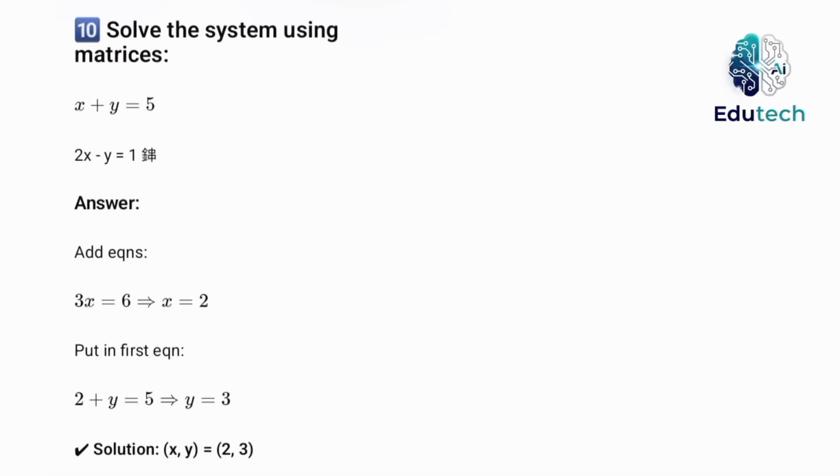System using matrices. x plus y is equal to 5, 2x minus y is equal to 1. First we can add the equations: 3x is equal to 6, x is equal to 2. We can put it in the first equation: 2 plus y is equal to 5, y is equal to 3. Then we can get the answer x, y is equal to 2, 3.